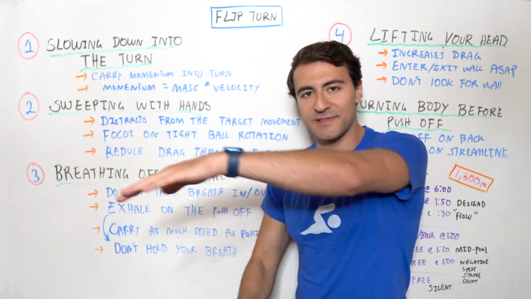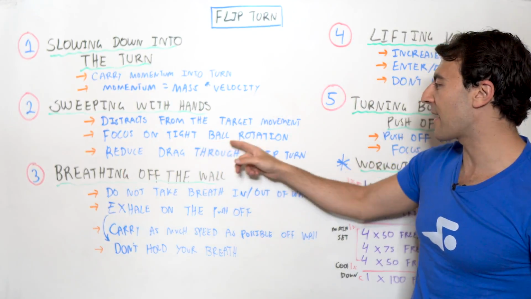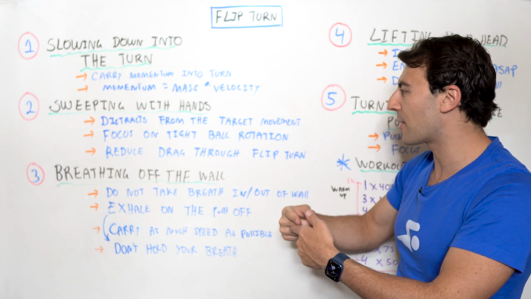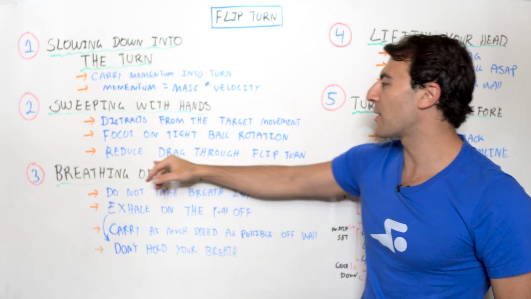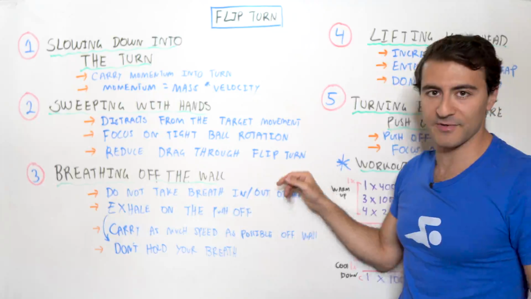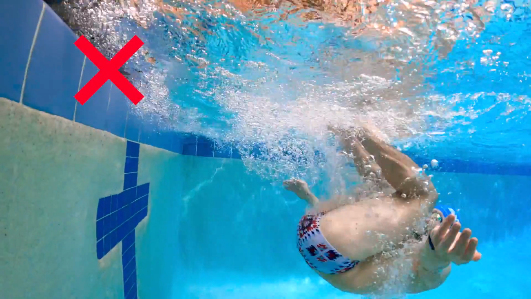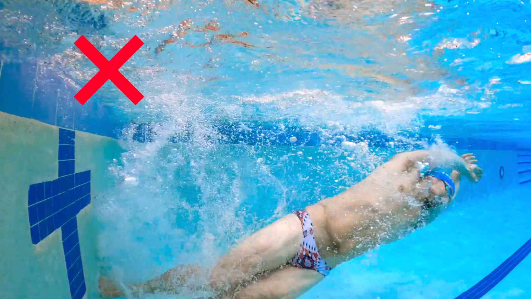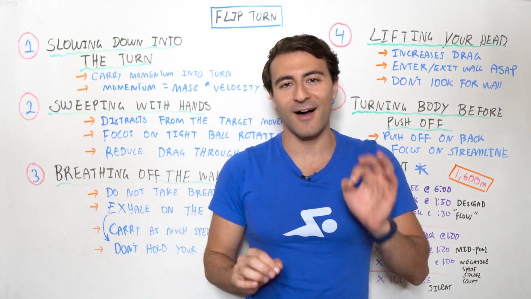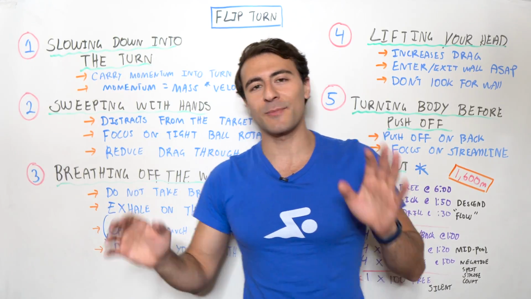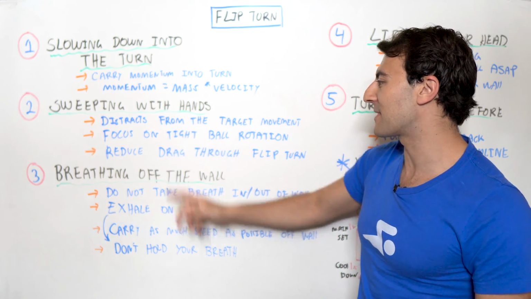So focus on using that final pull into a tight ball to get that rotation going, carry your momentum, and you want to reduce drag throughout the flip turn. If your hands are doing anything other than getting to streamline, then you're increasing the amount of drag you have. And we know that water is 800 times more dense than air. So don't mess around with your hands, keep it simple, get to streamline.